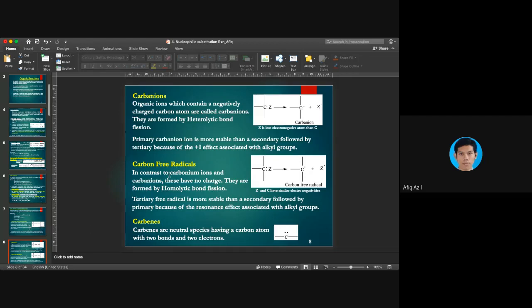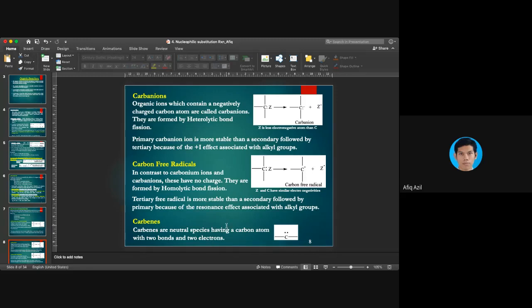Then you have carbon free radicals. Carbon free radicals can be obtained through homolytic fission, like this. When homolytic fission occurs, you will obtain a carbon free radical, and also another species, for example Z, so Z free radical. And the stability is the same as in carbocation ion, which means tertiary free radical is more stable than secondary, followed by primary. So primary is the least stable.